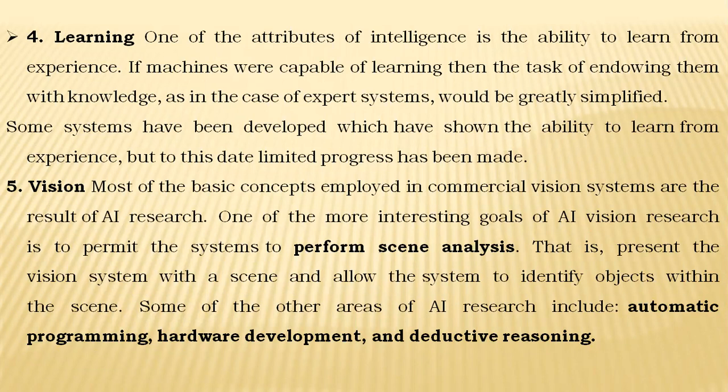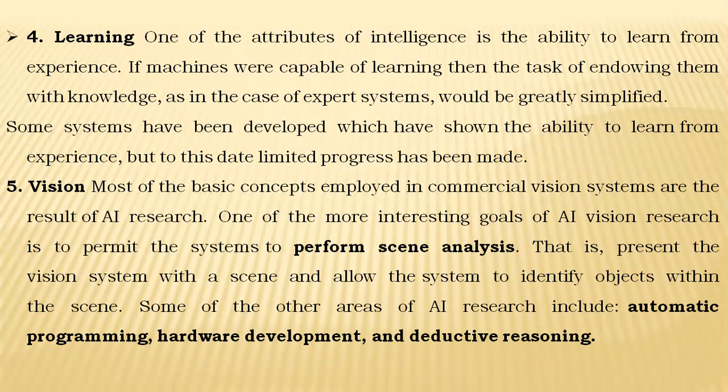And the fourth one is learning. It's one of the attributes of intelligence, having the ability to learn from experience. Commonly, we have a particular problem identified, and the earliest solutions will be inferred in the form of a program to the systems. But only limited progress has been made towards learning from experience, and that also occurs only at some times. So that comes under the learning conditions for robots.